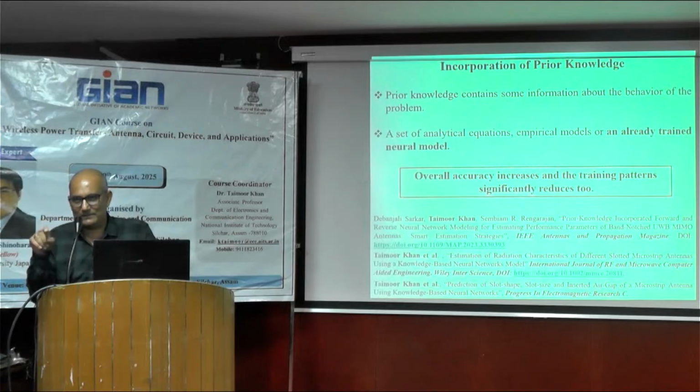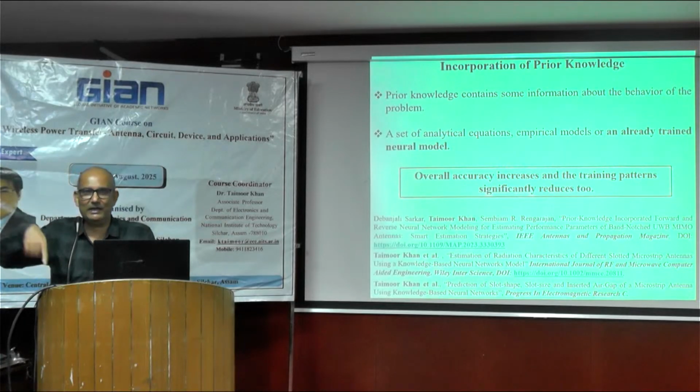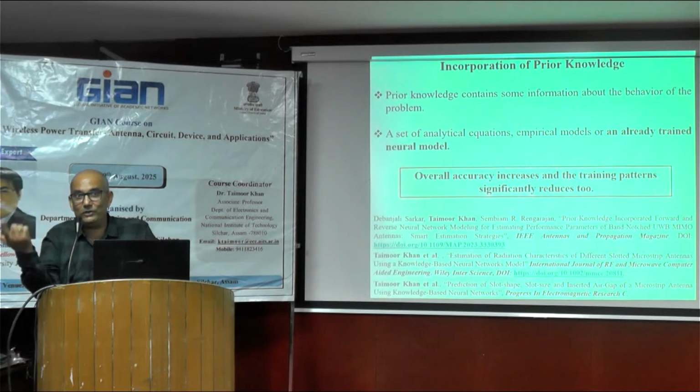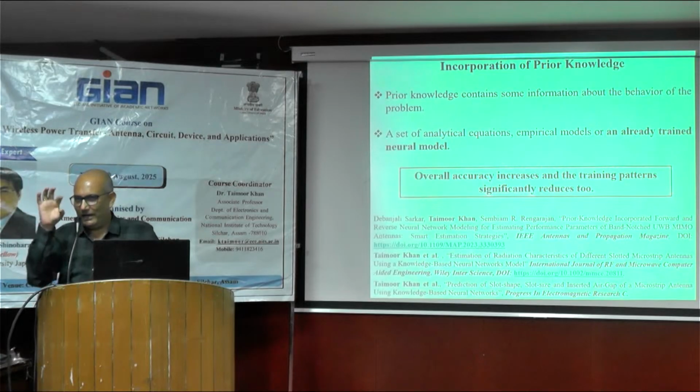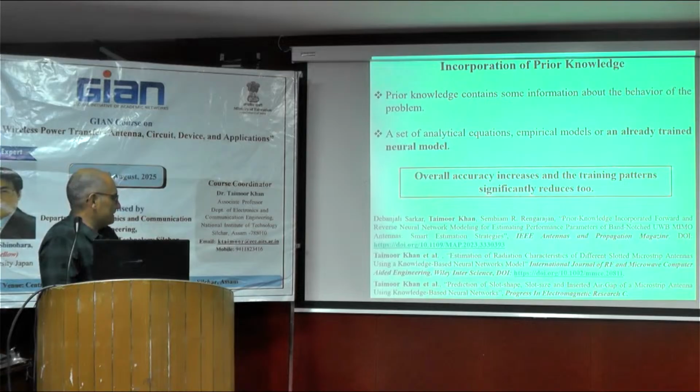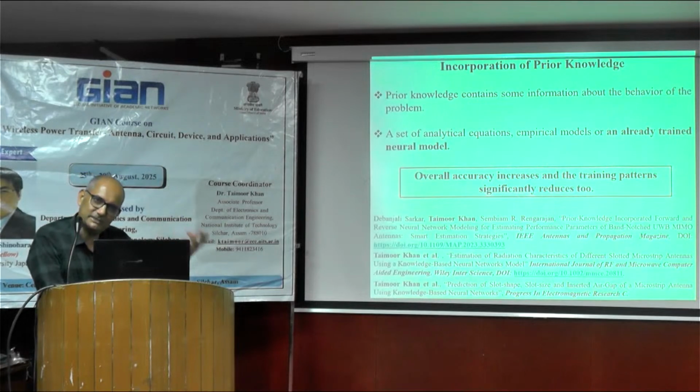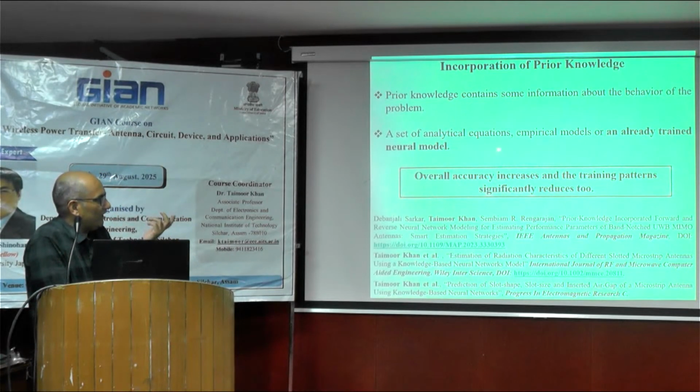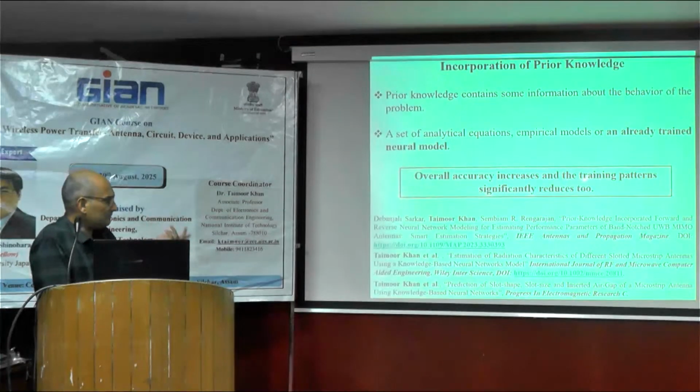But a person who is not familiar with this region, with certain additional input on what you need to do to reach that point, that additional knowledge will be sufficient for improving the performance of that model. That is what we call prior knowledge. It may be developed with the help of the same machine neural network model, or with the help of some set of analytical equations or other means. Overall accuracy increases and training patterns significantly reduce while incorporating that knowledge.